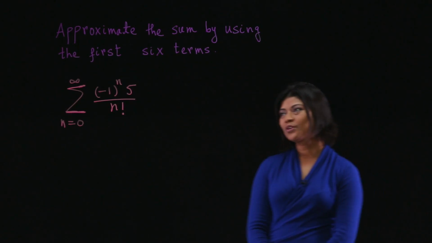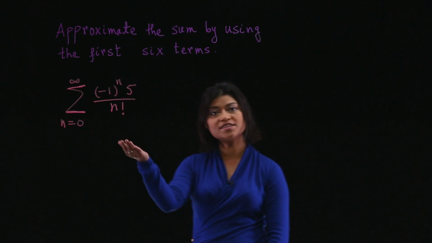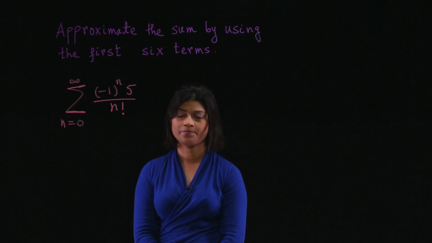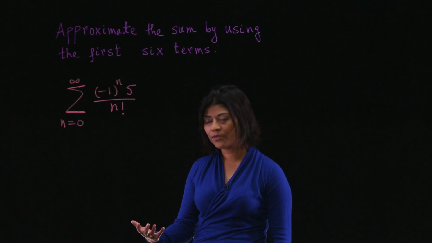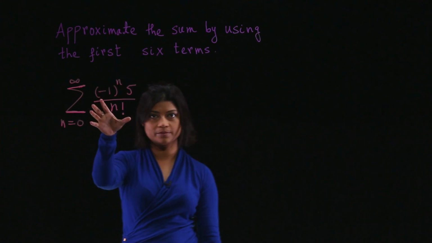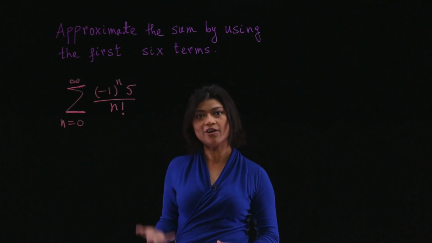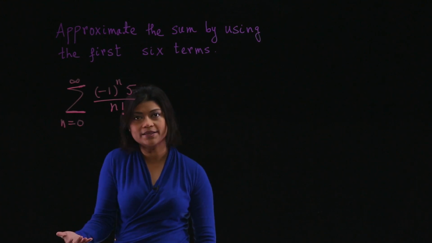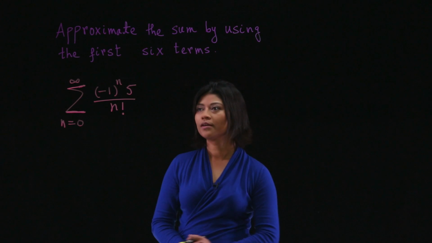Hi, I'm Papia. In this problem, we have this infinite series given to us. We have to approximate the sum of this series by using the first 6 terms. Notice that to find the exact sum, we have to add the terms for various n values up to infinity. So, we cannot always compute the exact sum. We can approximate by using a finite number of terms. That's what we have to do.